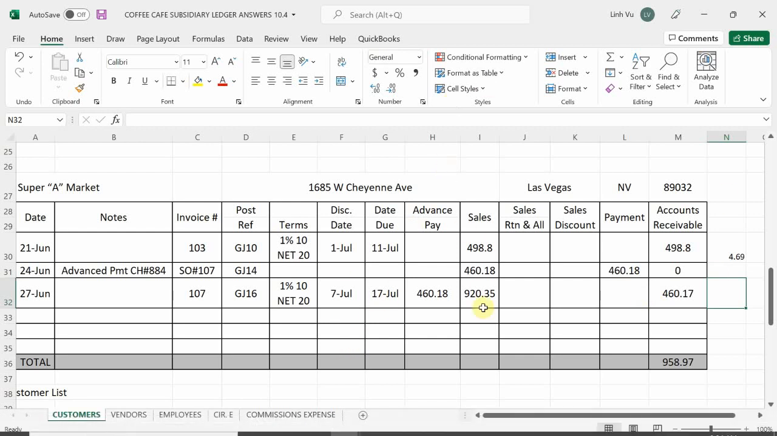Okay, so in this case, a prepaid is not going to be what you're going to be calculating, because he's getting a discount for everything he bought. Just because he paid money in advance, that doesn't mean he only gets a discount on a portion of the sales. He gets a discount on the entire sale. So in this case, we sold to Super A Market a total of $920 worth of sales.